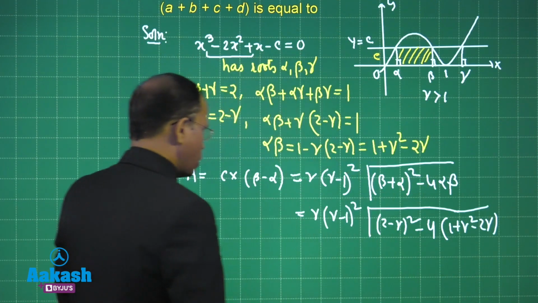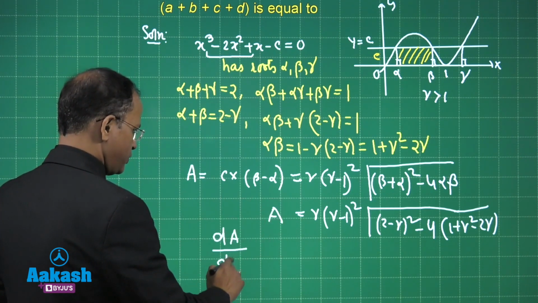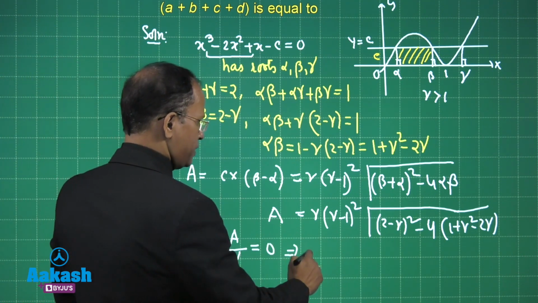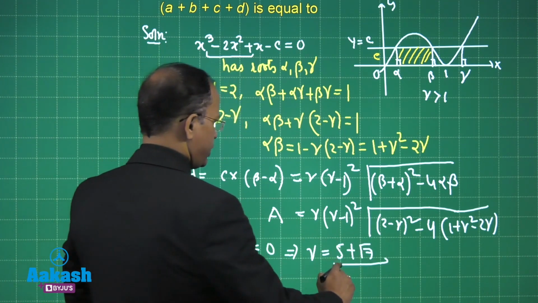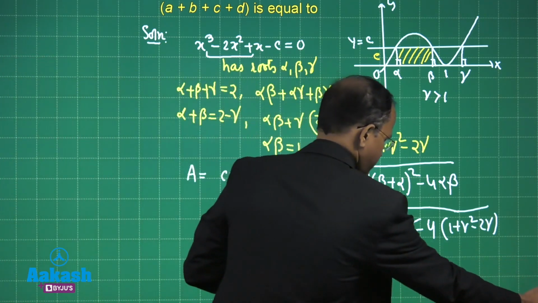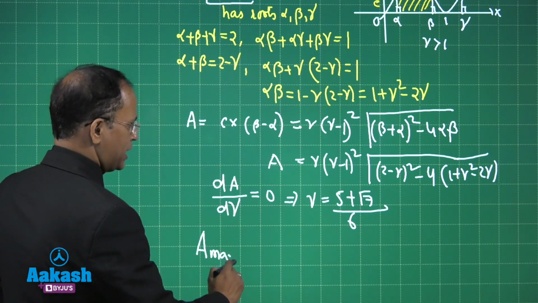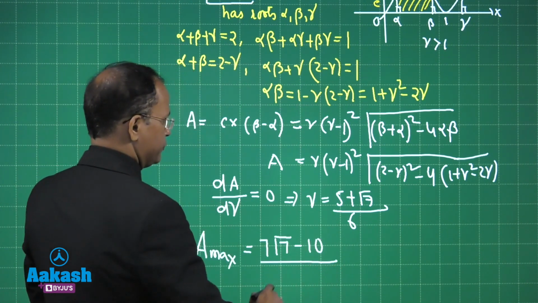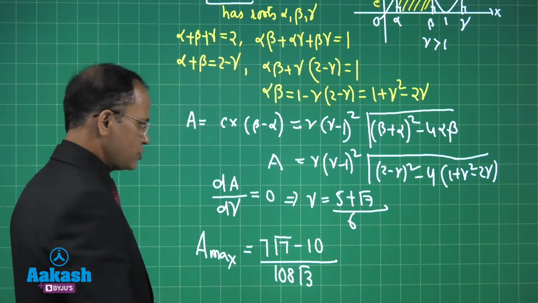Now, if we talk about this part, A, we have to find dA upon d gamma, because we have to find the maximum value now. That is equal to 0. So this is going to be gamma is equal to (5 plus root 7) divided by 6. Now, the maximum value we can find the same way; the second derivative can be found out. We can check it if you want. That means A max is going to be (7 root 7 minus 10) divided by 108 root 3 here, right?